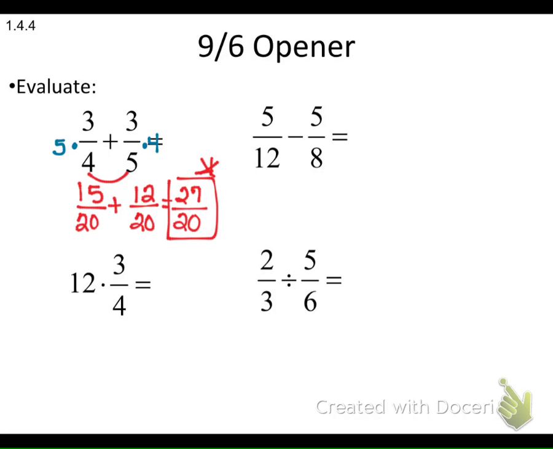First thing I need to do here, because I'm subtracting fractions, is to find a common denominator. I can do that by simply multiplying my bottom denominators together. So if I take 12 times 8, what does that end up being? 96. Do you all agree?